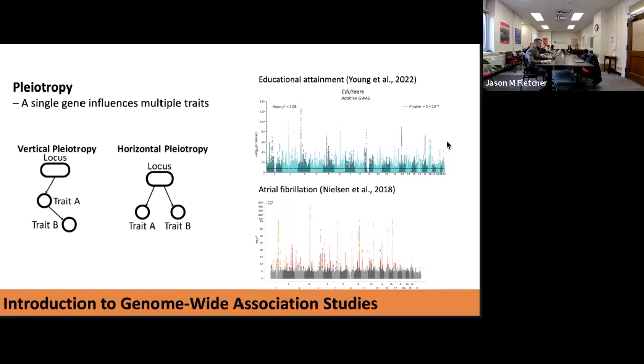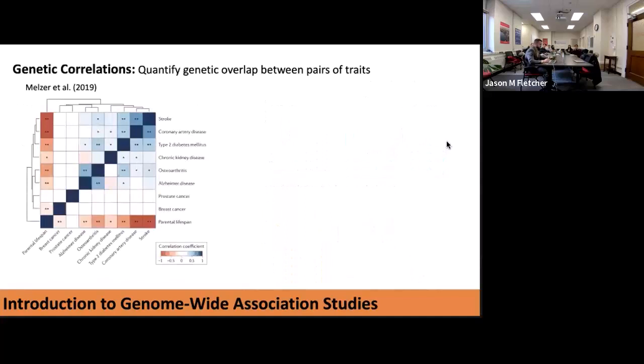From a simple visual inspection, it would be very hard to find or identify the overlapping hits or overlapping genetic variants for these two traits, right? Thousands of hits for both of these traits. But luckily, we have genetic correlations, which are basically a quantitative measure of the degree of genetic overlap between pairs of traits. So recent large-scale GWAS have revealed substantial genetic sharing among chronic diseases of aging, as highlighted in this heat map of genetic correlations among some of the most common and prevalent medical conditions in old age.